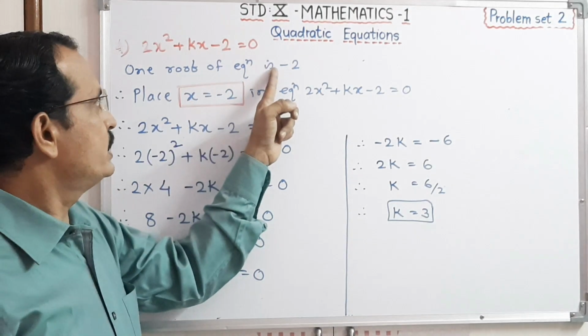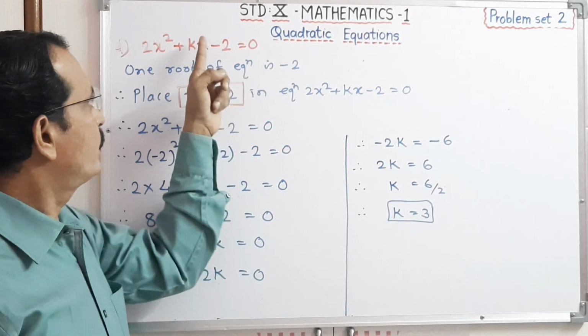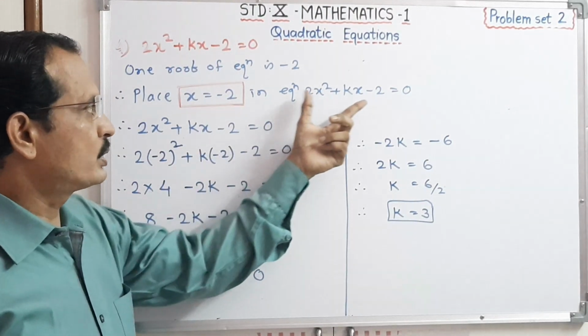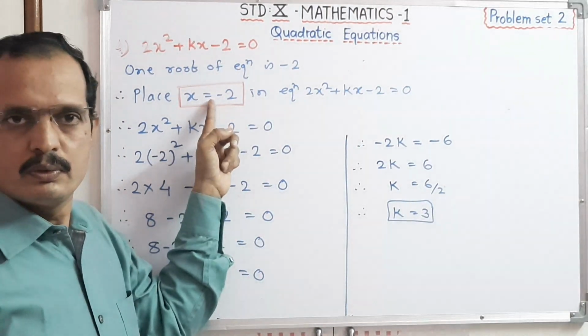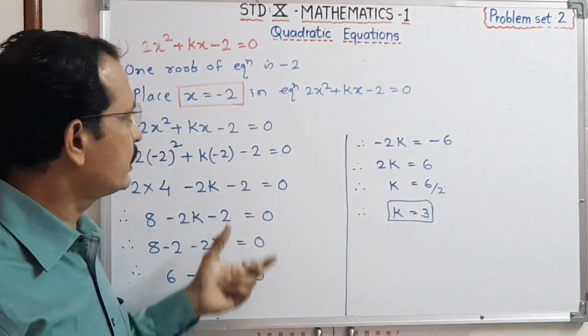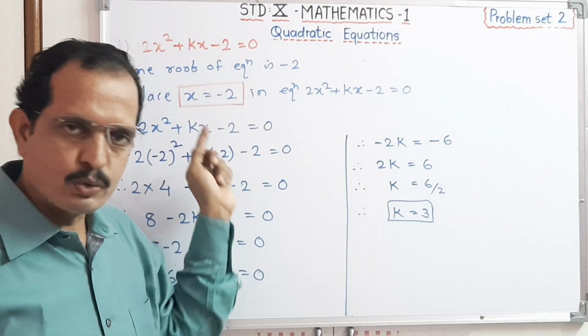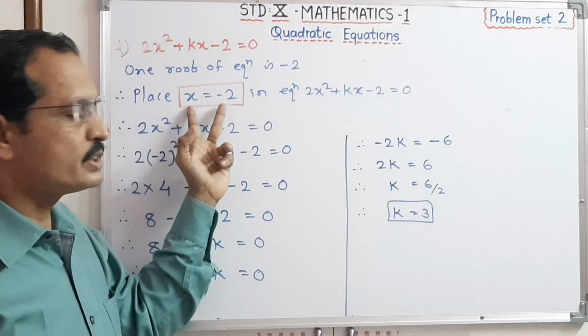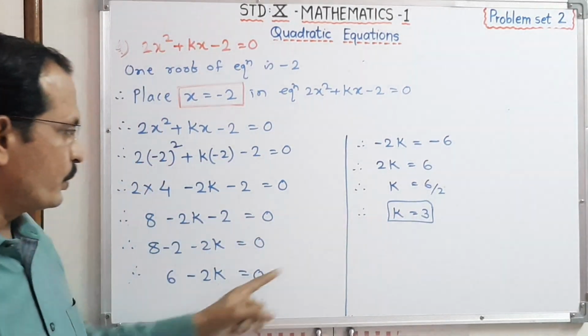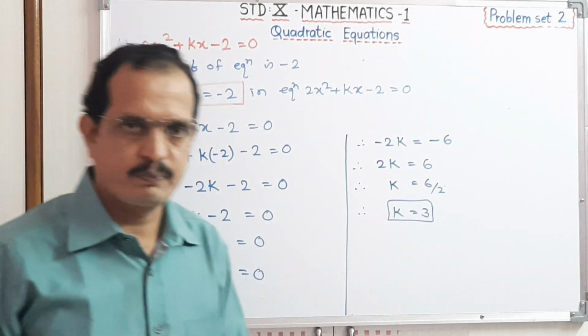If one root is minus 2, we find out the value of this k. We know that the root, this x is equal to minus 2, satisfies the given equation. By using that property, we substitute x is equal to minus 2 in the given equation, and by simplifying we get the value of this k.